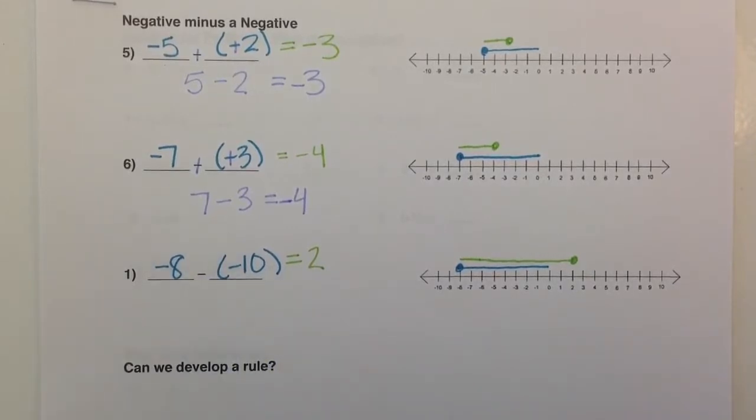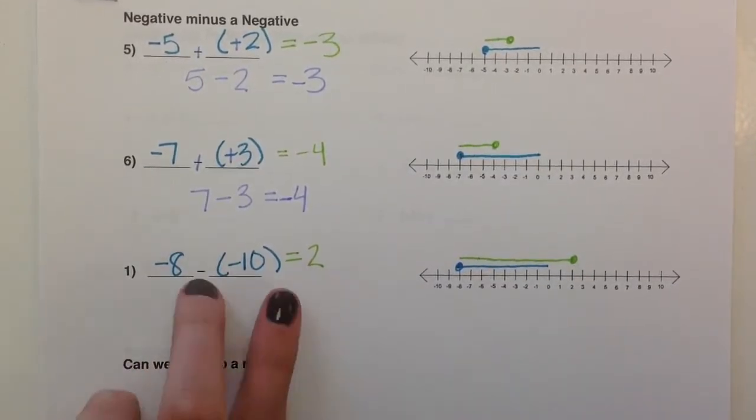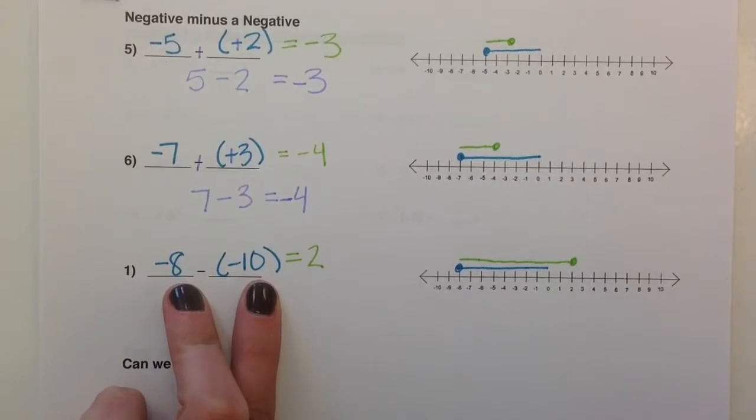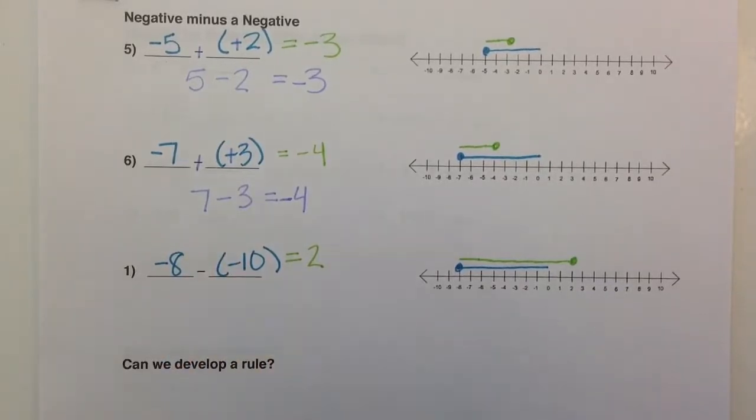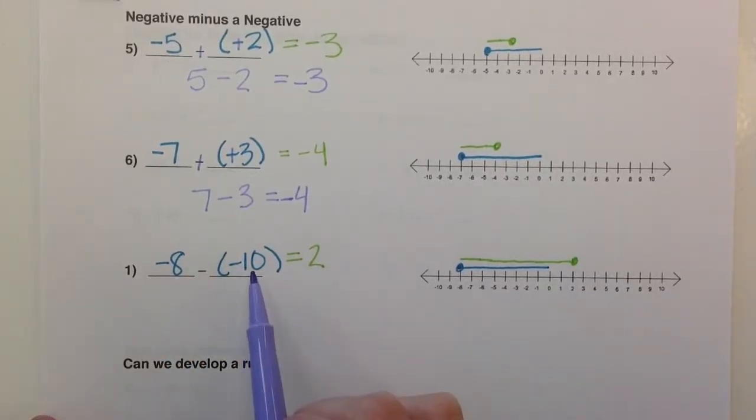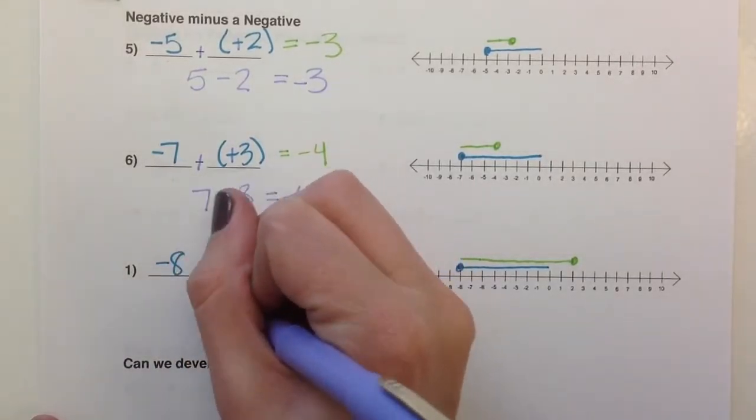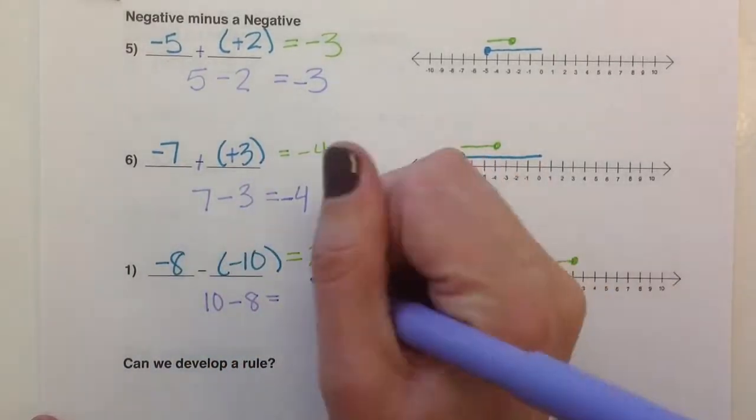For this guy, how do I get to 2? Do I add 8 and 2 or do I find the difference? Well, if I add, I'm going to get 18, so I'm going to find the difference. But remember, we always take the bigger absolute value when finding the difference. So I'm going to do 10 minus 8, which gives me 2.